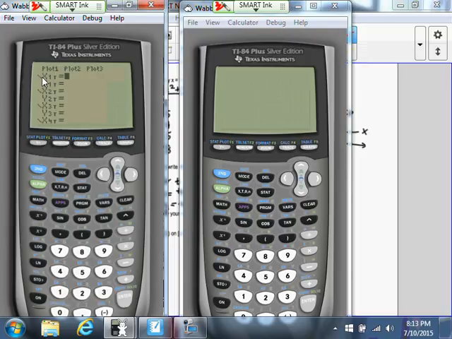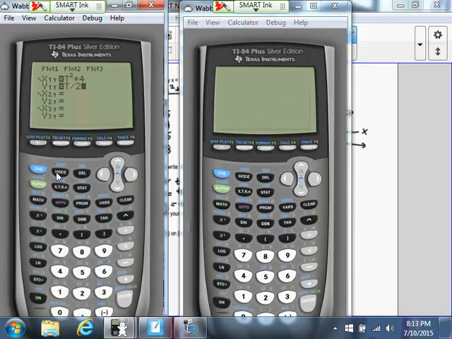All right, and I am going to go to y equals now. When I do, you notice that I have an x and I have a y. For x, I want to put t squared plus 4. When I hit my X,T,theta,n button, it's now automatically going to give me t's. So I have t squared plus 4. And then under my y, I want to put, what was it, t over 2. So I'm going to do t divided by 2.